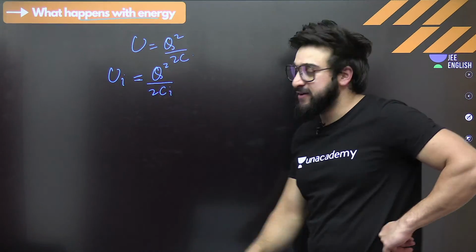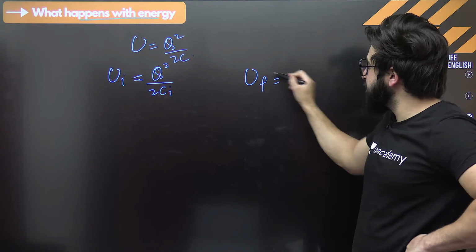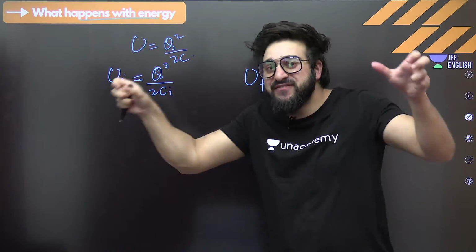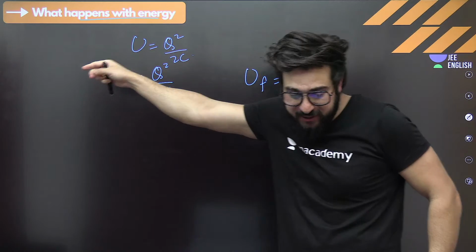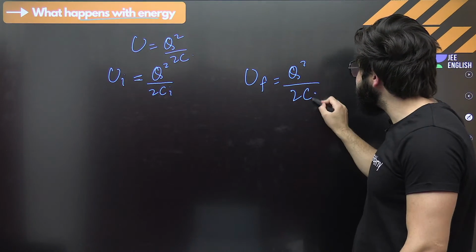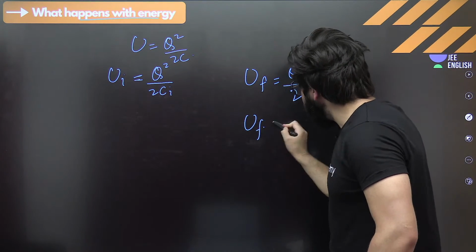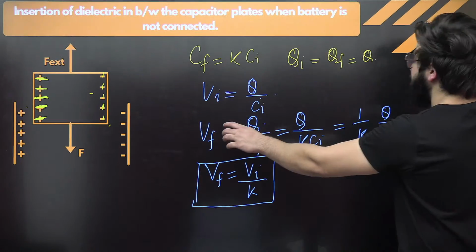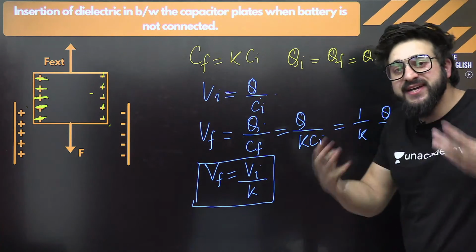Can I just write it like that? 100%. So finally, can I write U final is Q square upon 2Cf? The charge remains the same. Even if you disconnect the battery, the charge remains the same. I told you previously why. So Uf is Q square upon 2Cf. What is the value of Cf, the final capacitance in this case? The capacitance has already changed.